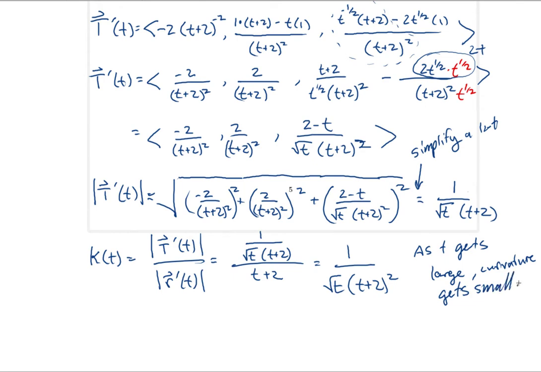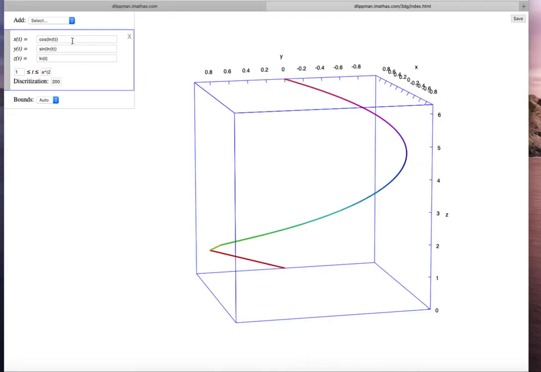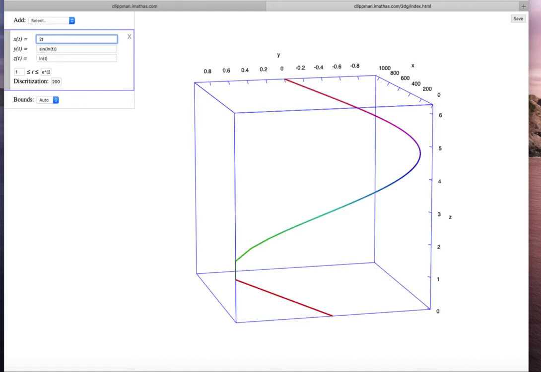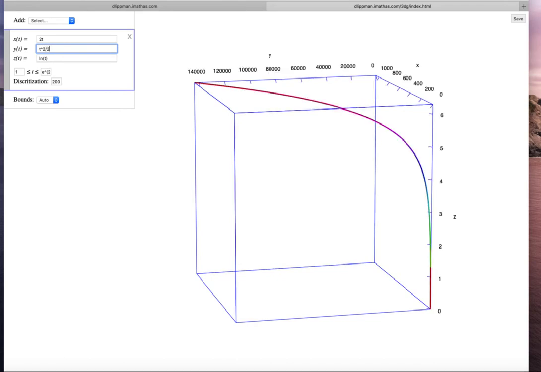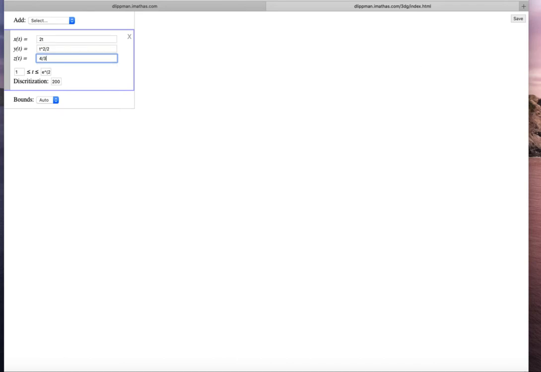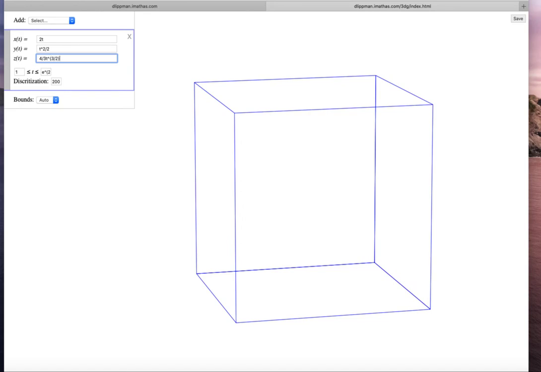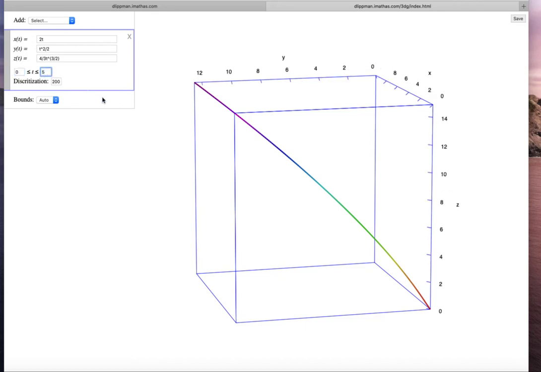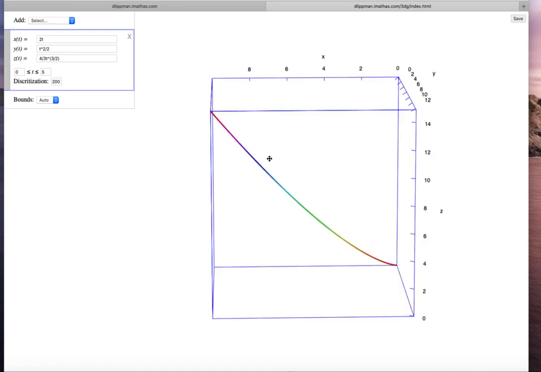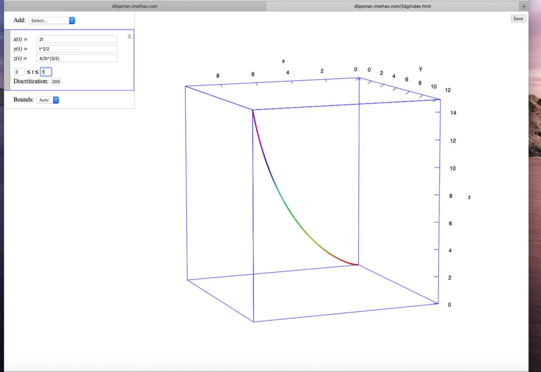All right, so let's see if that actually bears out. So I'm going to go ahead and go back to our grapher real quick and see what this thing looks like. So we've got 2t, t squared over 2, 4/3 t to the 3/2, and we're going to go from 0, I don't know, maybe up to 5 or something like that. Okay, so we've got that, and actually let's go less. Let's just go from t equals 0 maybe to 2.